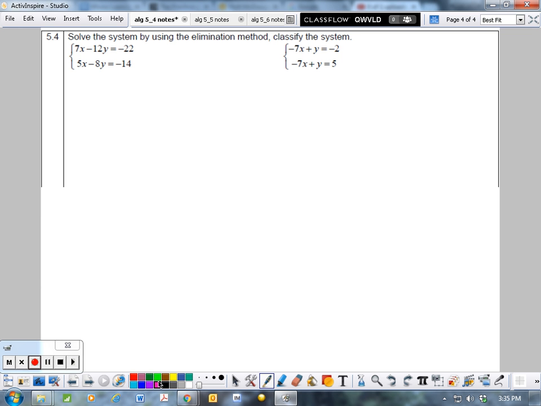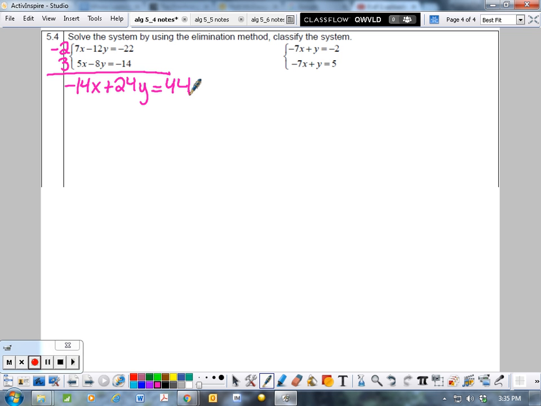Let's see, 8 and 16. Well, 12 doesn't go into 16. 24. 12 goes into 24. So I'm going to change both numbers into 24. So I'm going to times the top number by negative 2. So that'll change my y into a positive 24. I'm going to multiply the bottom one by positive 3. So that way I get a negative 24. So now I'm going to rewrite the system. So I multiply everything on top by negative 2, so negative 14x, positive 24y, equals positive 44. Then I multiply the whole bottom equation by 3.